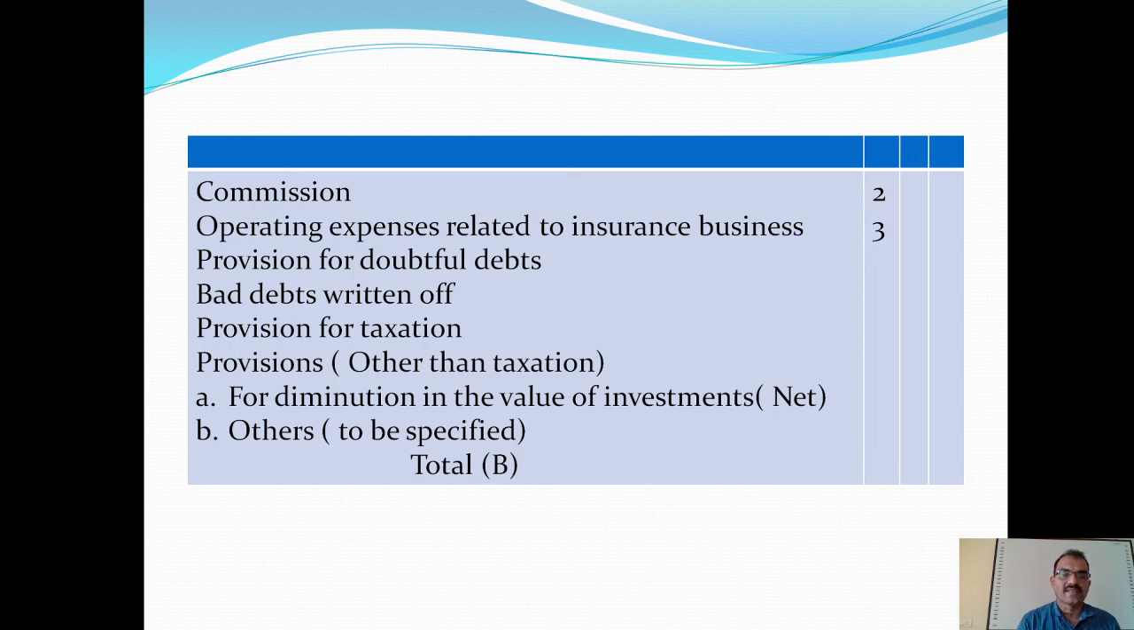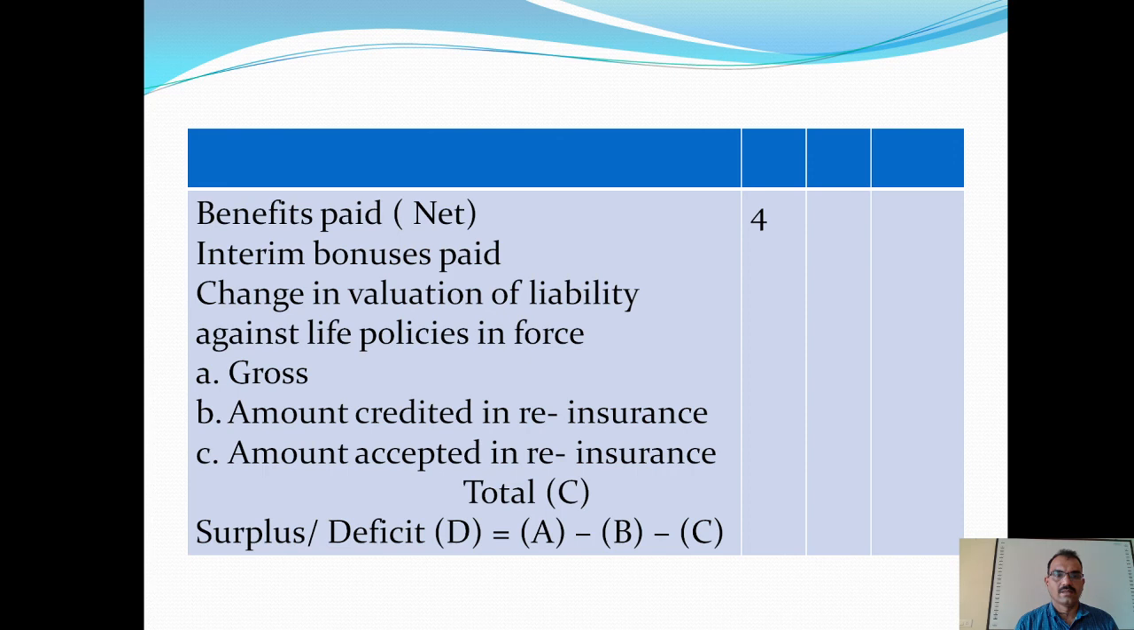Under provisions, A, provision for diminution in the value of investments; the net figure will be shown here. Second item, other provisions to be specified. What are the other provisions, to be specified here? Then take the total B. Next, benefits paid. Net value will be shown here. As per schedule 4, we have to prepare one schedule, benefits paid. So the total of schedule 4 is given here.